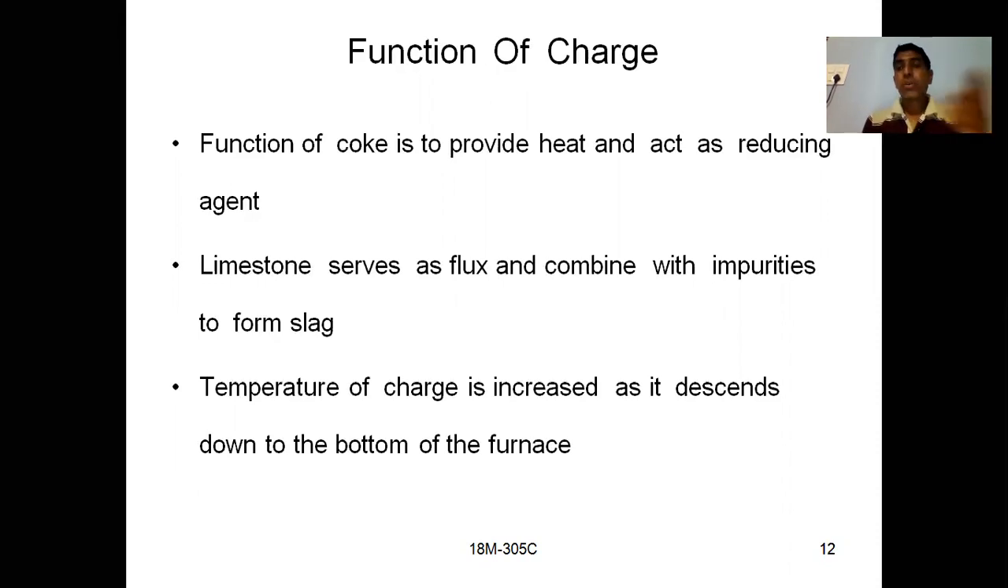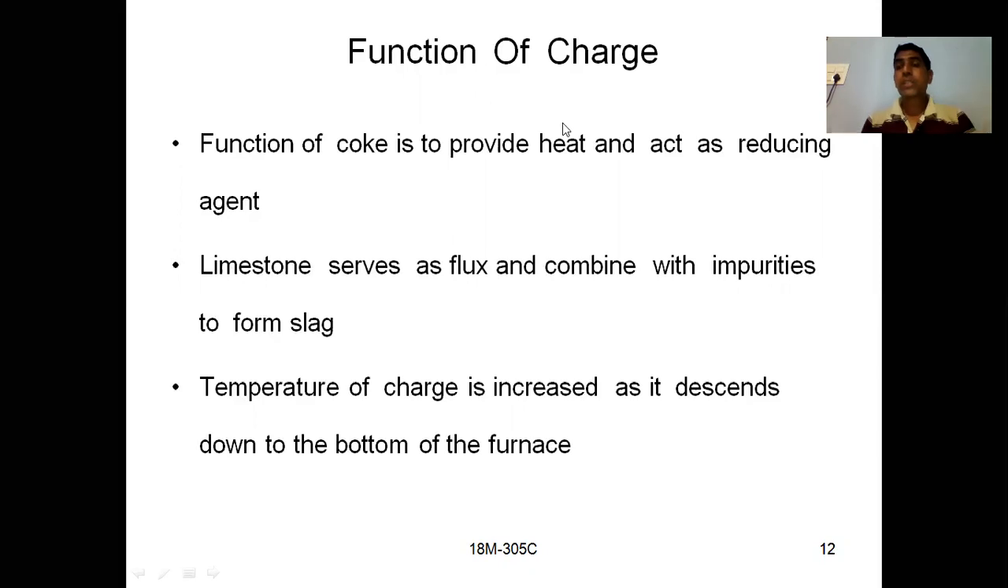Okay, and you are having another two. What are those? You are having coke and limestone. So what is the main function of coke? See here, very important. In the examination, they will ask, what is the function of coke? What is the function of charge? Means you have to write 3.